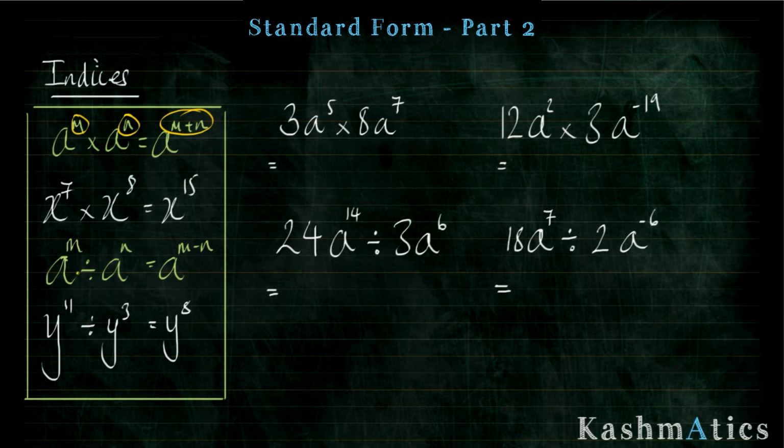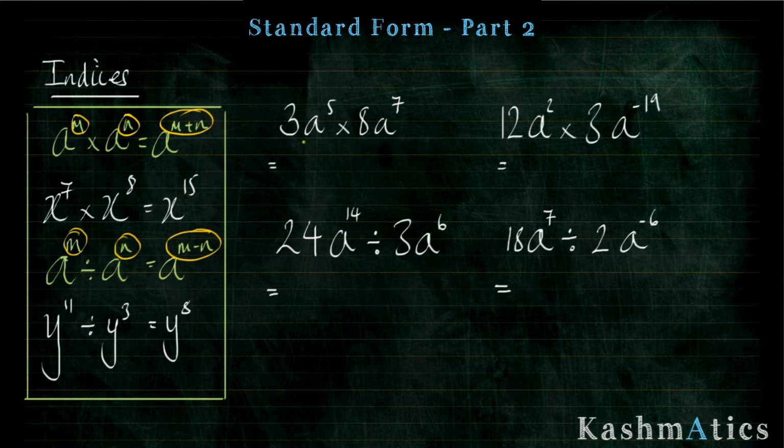If you're dividing powers of the same number, you subtract the powers. So a to the power m divided by a to the power n is a to the power m take away n. So y to the power 11 divided by y to the power 3, you do 11 take away 3 to get y to the power 8.